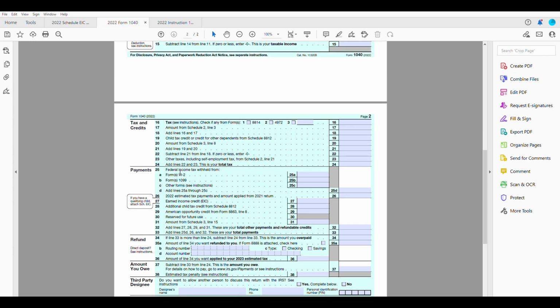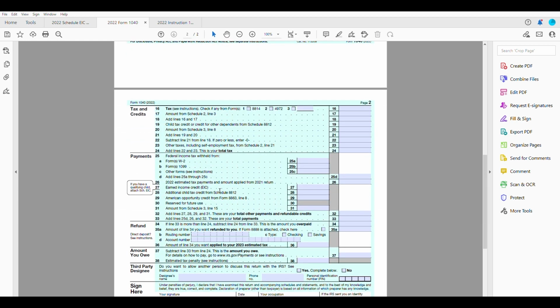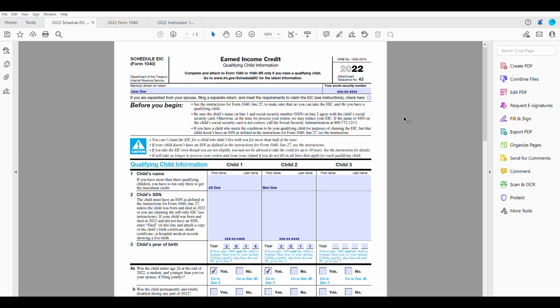And you can see here the first part of the 1040, we have the $50,000 of the W-2 income, the $100 in the interest income, and then the calculation further down the form. So now let's look at the Schedule EIC, because in this taxpayer example we have 2 children. Here's the Schedule EIC. We have the taxpayer and then also the children down here, Jill and Ben. In our example, Jill is 8, Ben is 5, and these are considered qualifying children.